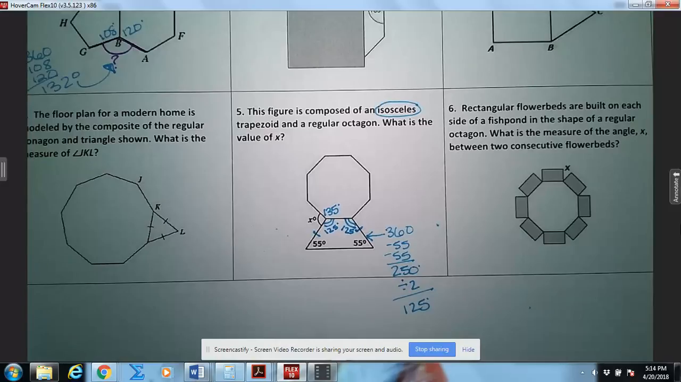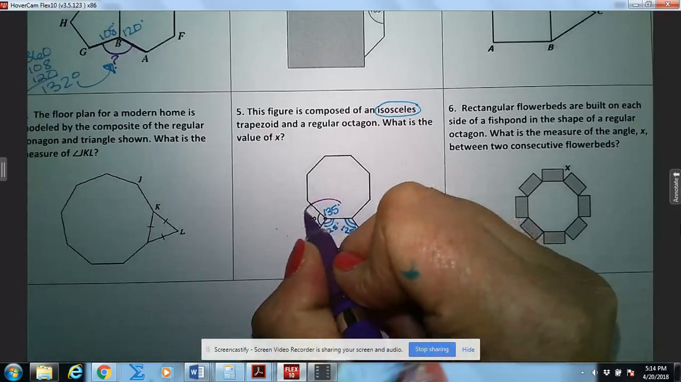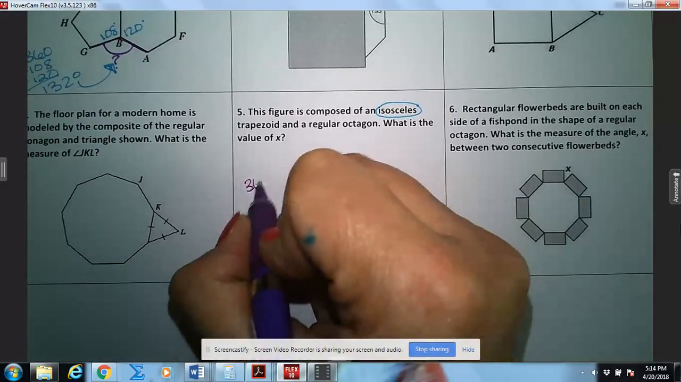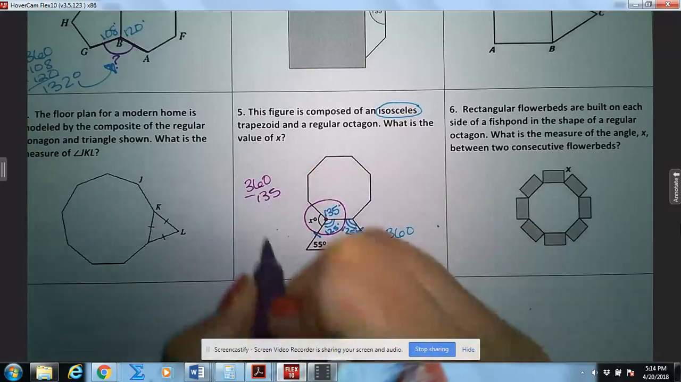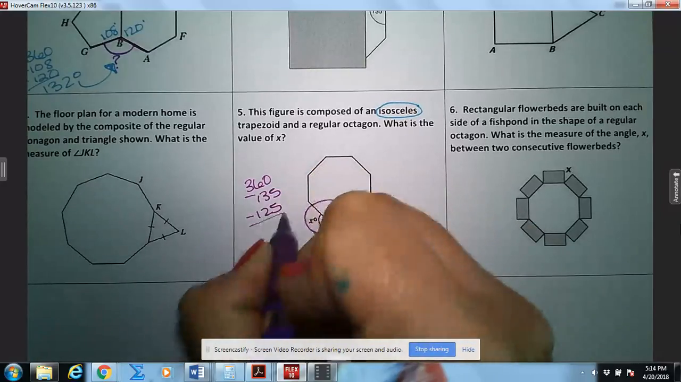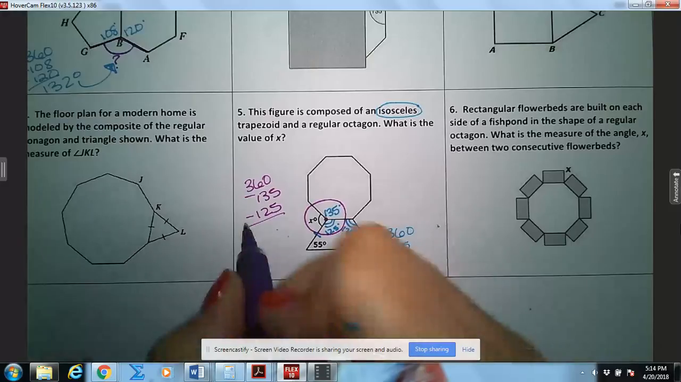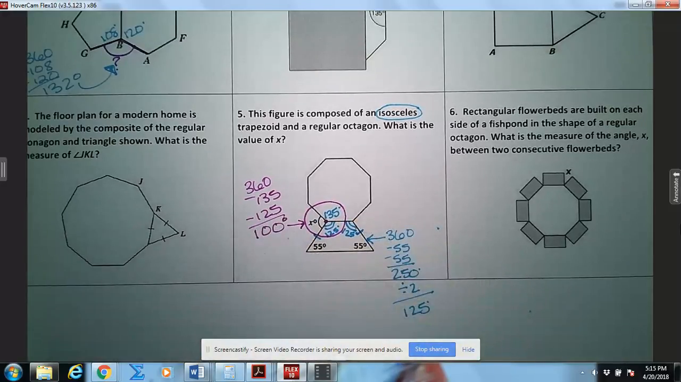Now we can get into the tessellation part. Around this single point is a total of 360 degrees. We've used 135 degrees for the octagon. We've used 125 degrees for the isosceles trapezoid. So what's left here is 100 degrees for our value of x.